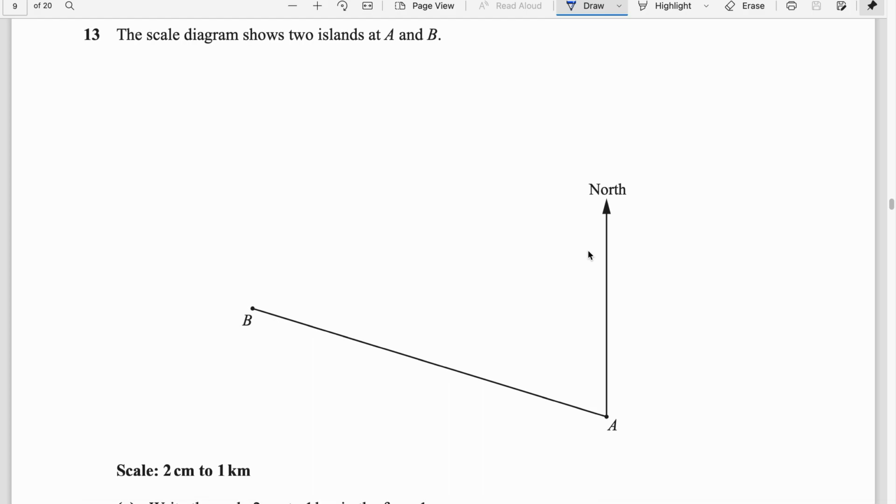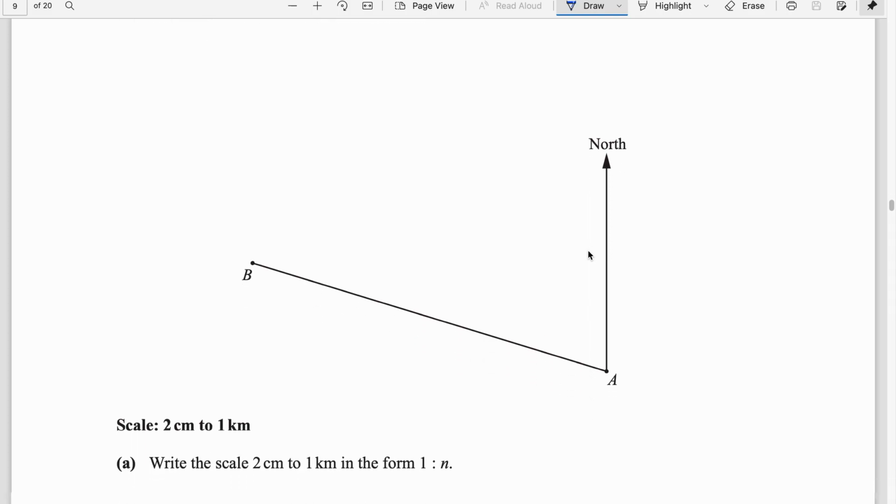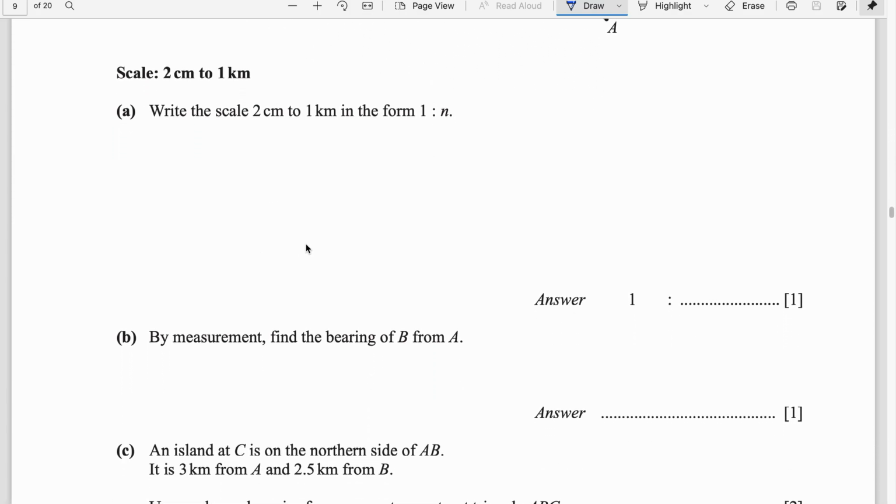Question number 13. The scale diagram shows two islands at A and B. Scale is 2 centimeter to 1 kilometer. Write the scale 2 centimeter to 1 kilometer in this form. So 2 centimeter ratio 1 kilometer, convert them into same units. This is 100,000 centimeters. Both sides divided by 2 is 1 ratio 50,000.